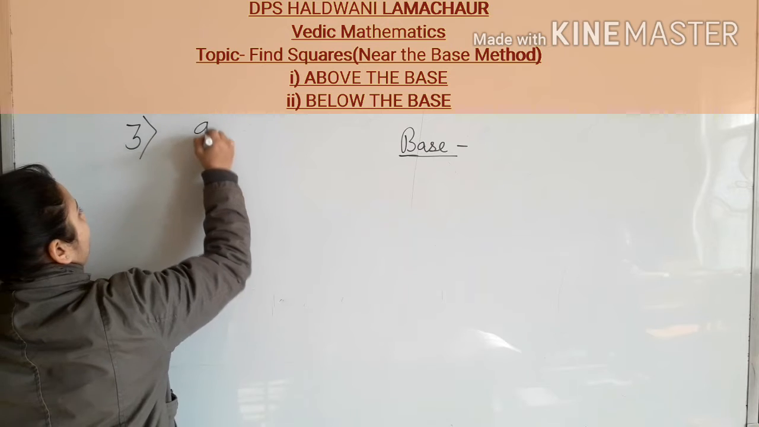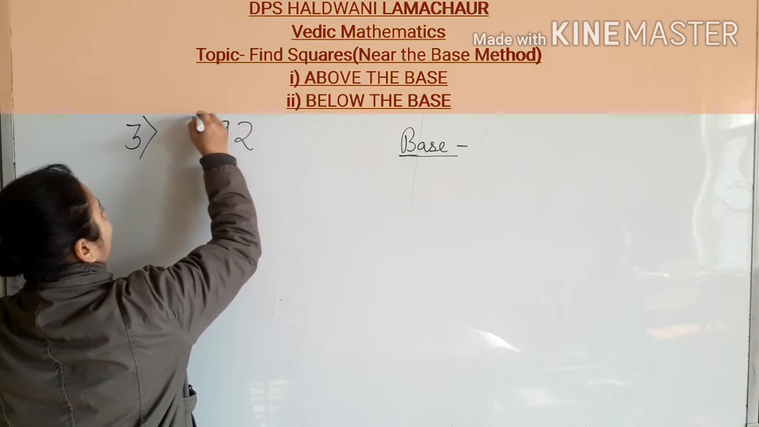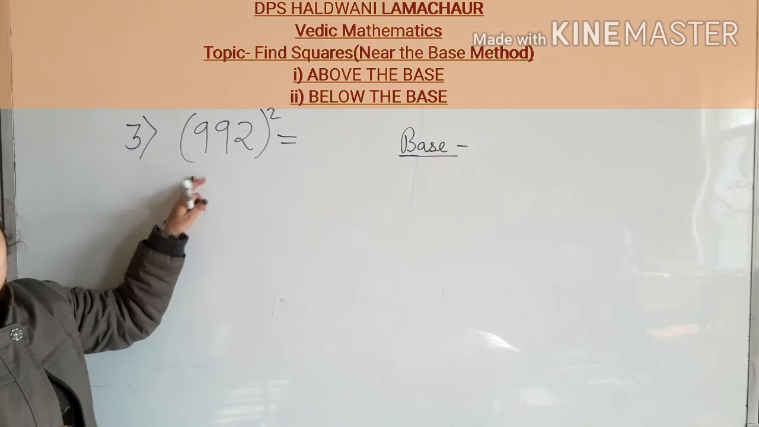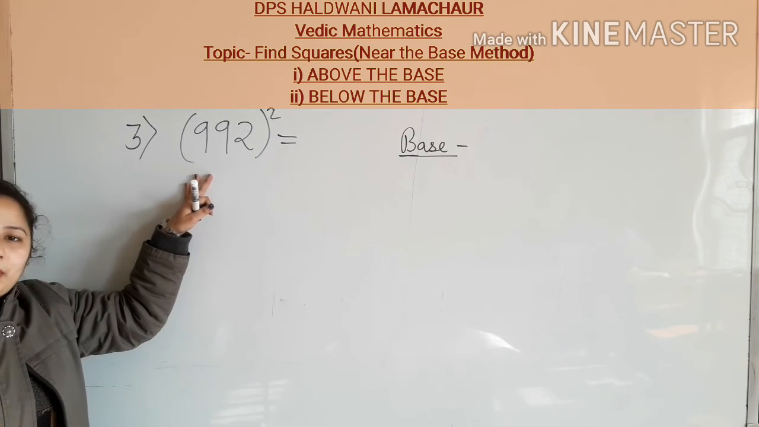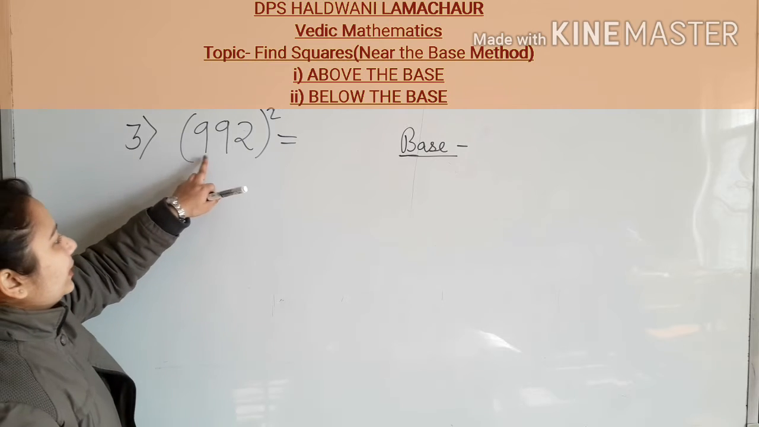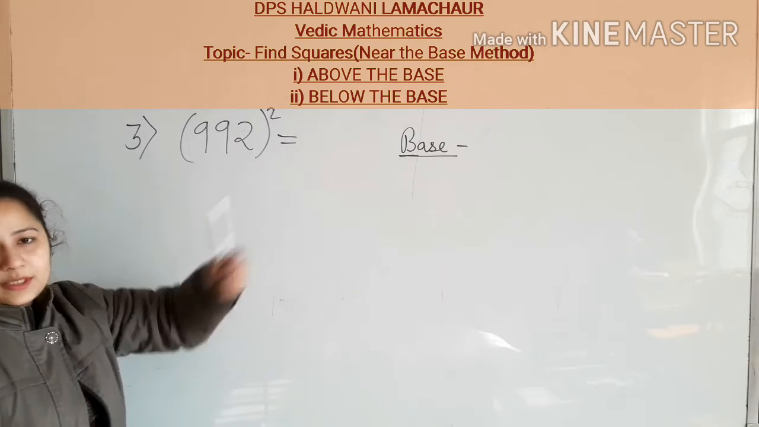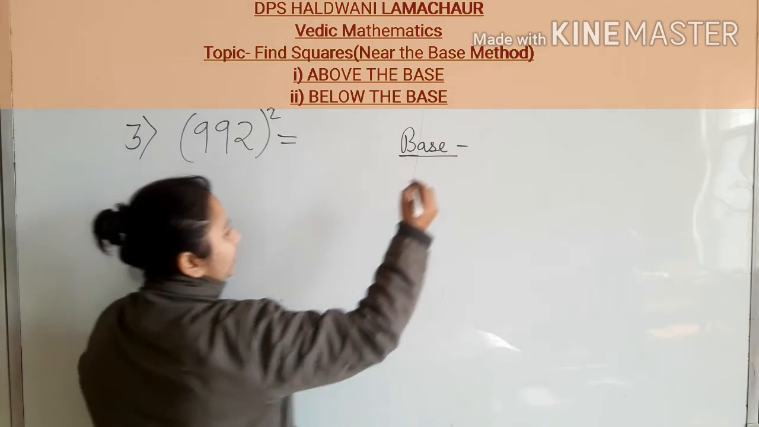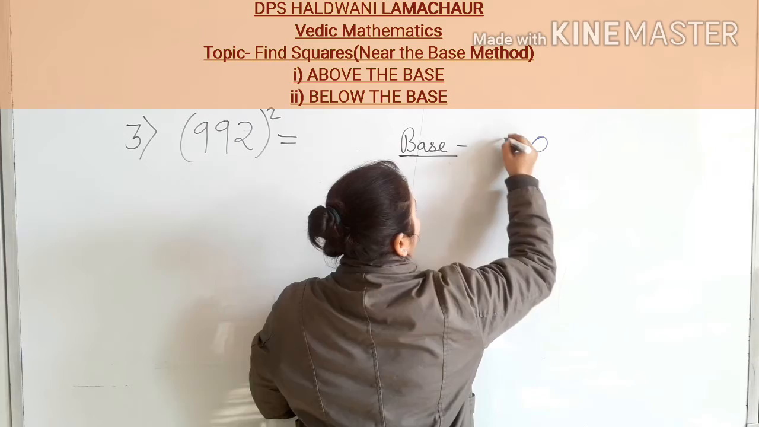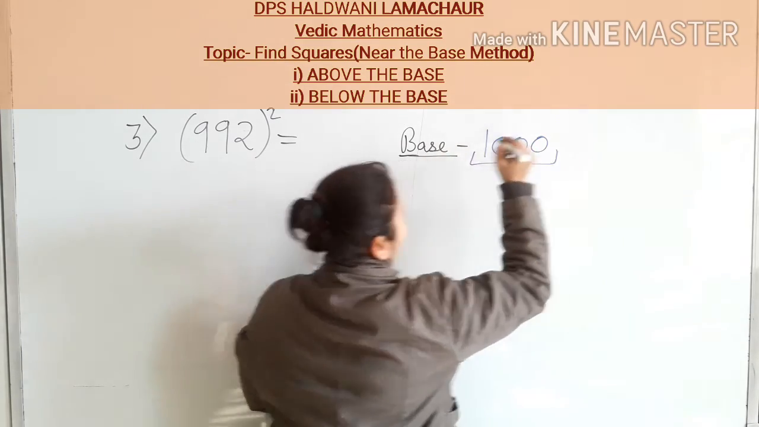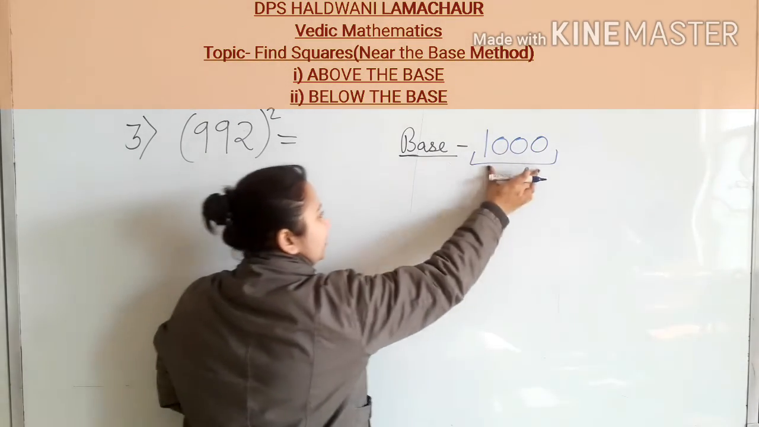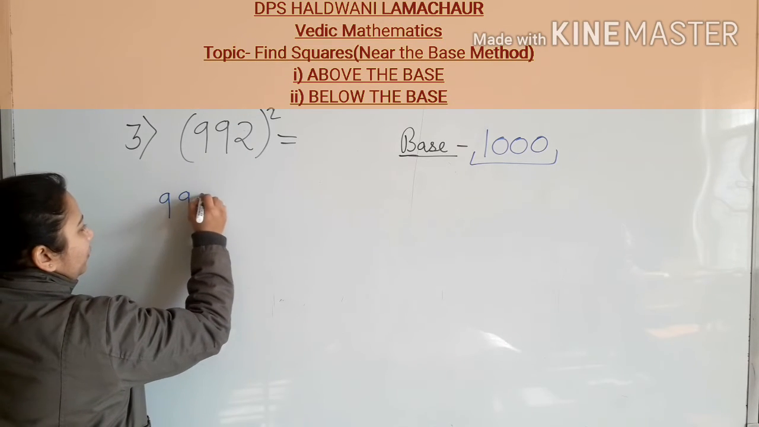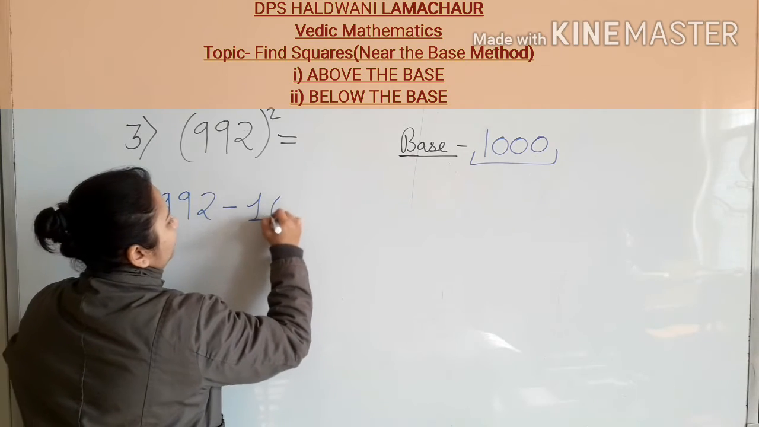Now your third sum is, students, the square of 992. As you can see, your number is below the base because it's a below the base method. First of all, the first step is you have to find the base. Three digits are there, so 1 and three zeros. Now the next step, you have to take your number first, then subtract the base from it.